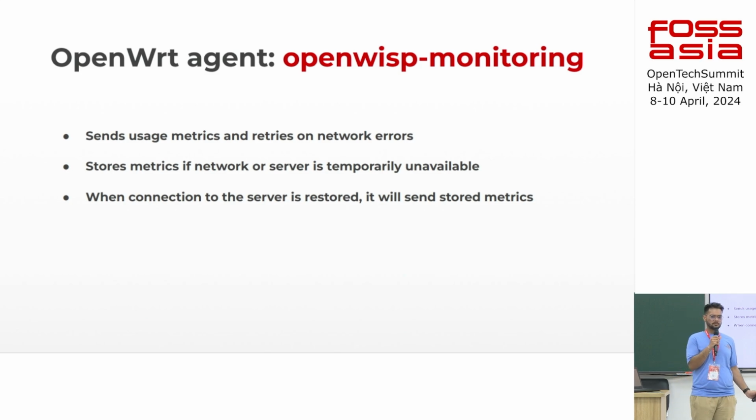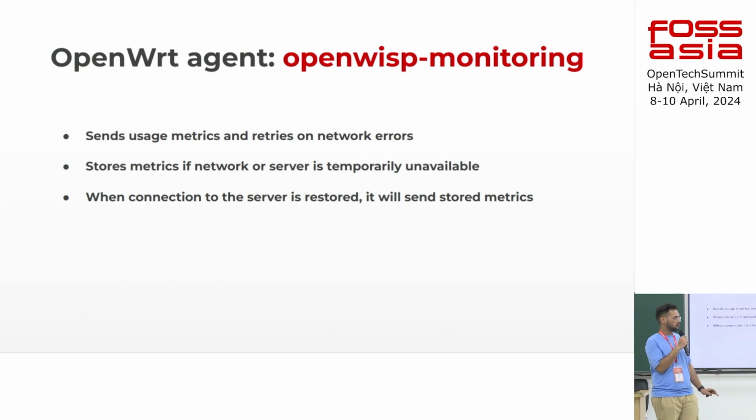Similar to the config agent, which deals with the configuration of the device, we have the monitoring agent of OpenWISP, which is OpenWISP Monitoring. It is installed as a separate package on OpenWRT, and it provides a way to collect the metrics directly on the device. So metrics for CPU usage, RAM usage, memory usage, storage, traffic, etc. It collects that information and uploads it reliably to OpenWISP.